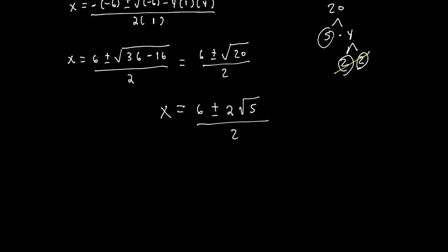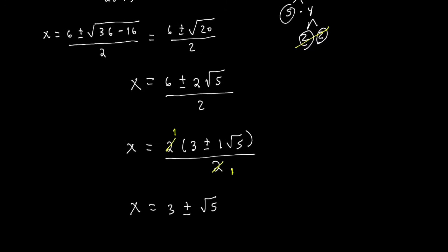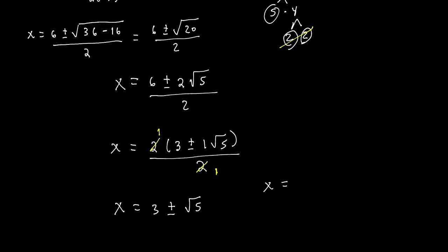On the numerator, 6 and 2 share a greatest common factor of 2, so I'm going to factor that out, giving me a 2 multiplied by a 3 plus or minus 1 radical 5. Now I can simplify the fraction, the 2 over 2. That's going to cancel out to 1 over 1. And my exact solution is going to be x equal to 3 plus or minus radical 5. Writing them separately, I get 3 plus radical 5 and 3 minus radical 5.